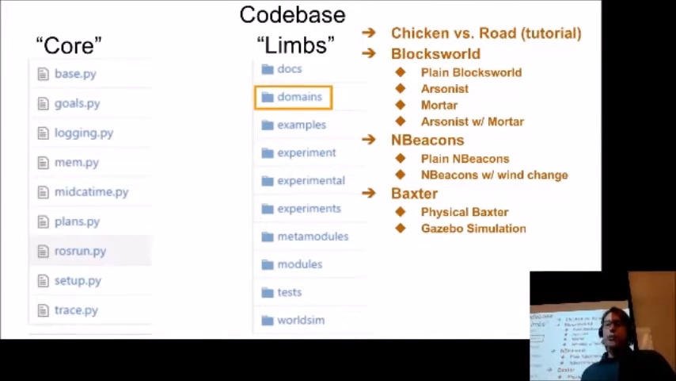We recently added a new domain, nbeacons. Nbeacons is part of my research. It's essentially a Mars rover-like world where an agent moves around on a tile grid and has to activate beacons. It's a dynamic domain, and we have a variation of that with wind change. And then we also have a physical Baxter here in our lab that we use. There's also one at the University of Maryland. And we also have Baxter in a Gazebo simulation, so you'll see a demo of that later. So we use MIDCA on both a simulated and a real physical Baxter robot.